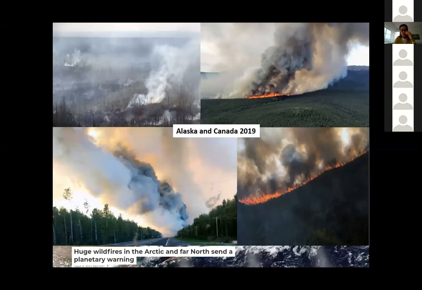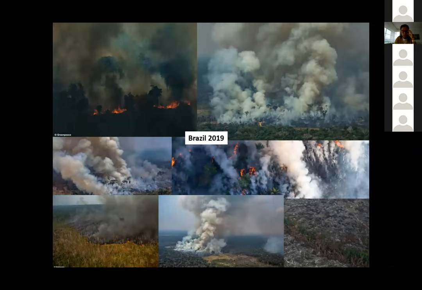We also had boreal fires in Alaska and Canada. The year before, we had fire emergencies in British Columbia in 2018. And also, naturally, we had the very mediatic, highly biased preference for tropical rainforest fires that we have seen in the media also in the last year.